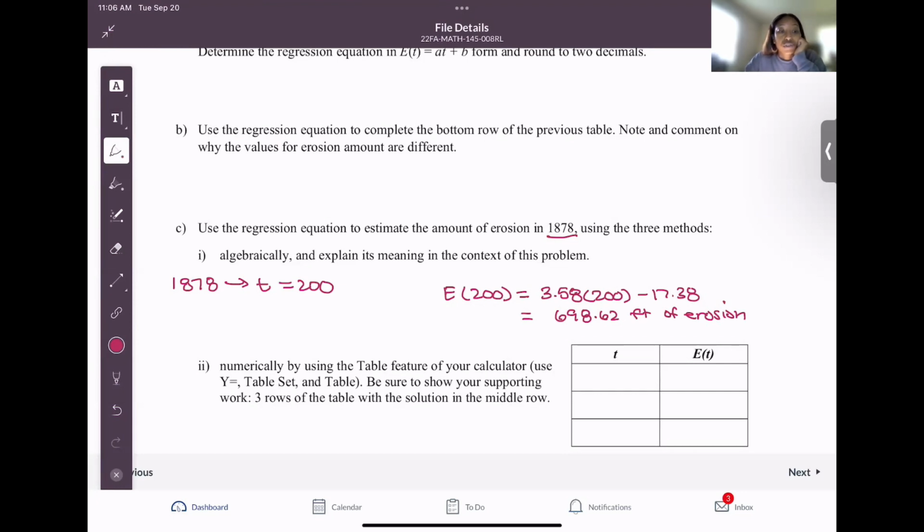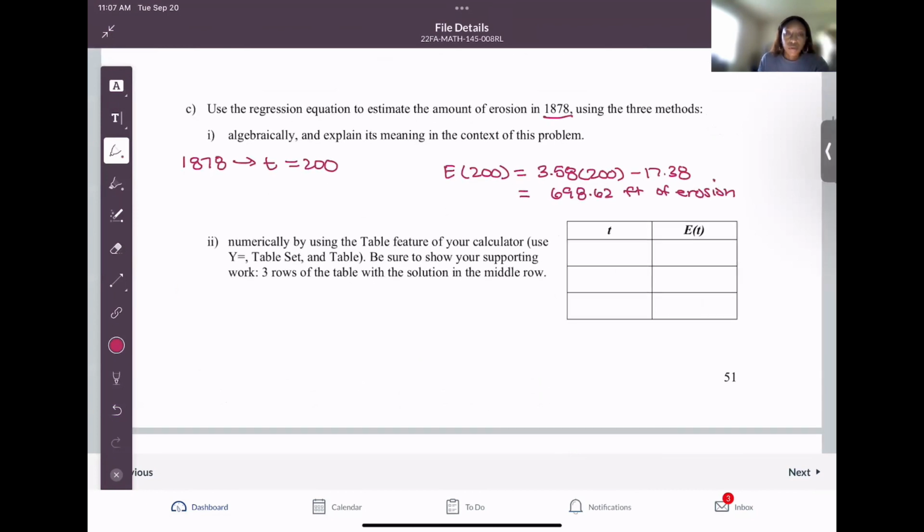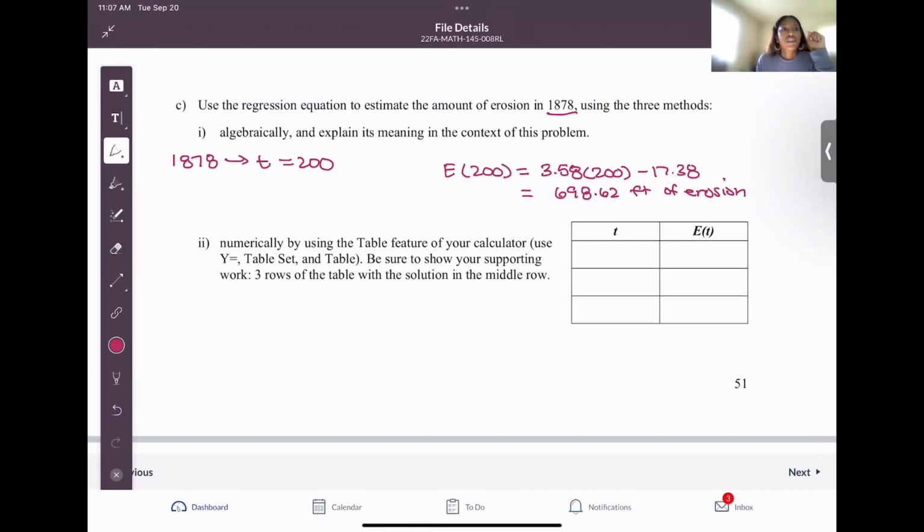Okay, part 2 asks us to use the table feature of our calculator to answer this. To use the table feature, we go to the table, make sure that our inputs are on automatic, and we'll look at 3 rows of the table: one for the input of 199, then the input of 200, then the input of 201. Usually when we ask for answers with tables, we want to put 3 rows: the row with our answer, one above it, and one below it.